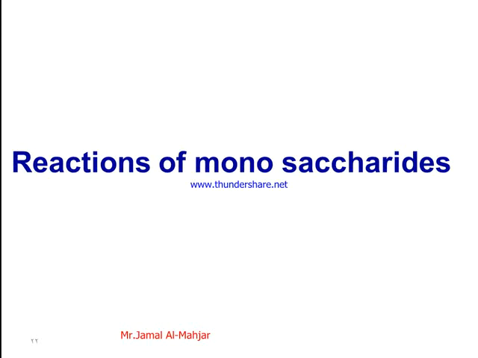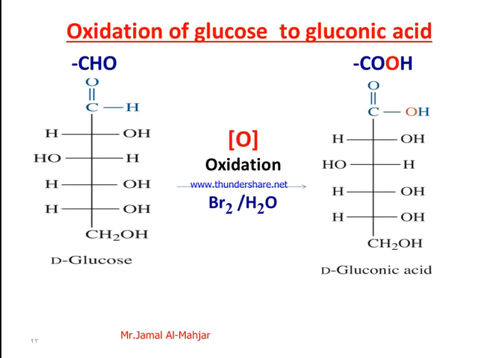Now the chemical reactions of monosaccharides, or the chemical properties. Glucose and fructose, or monosaccharides in general, have either an aldehyde or a ketone. That's why they can be oxidized or reduced. So this is the aldehyde group. You can write it as C double bond O, H, or CHO.